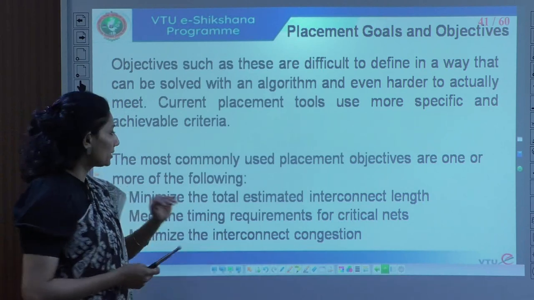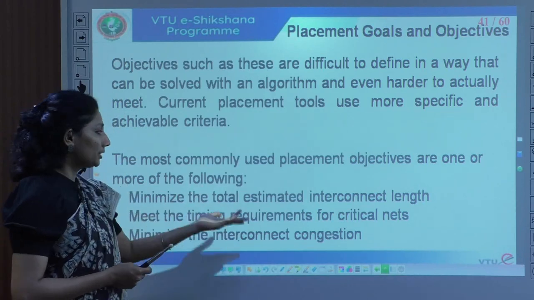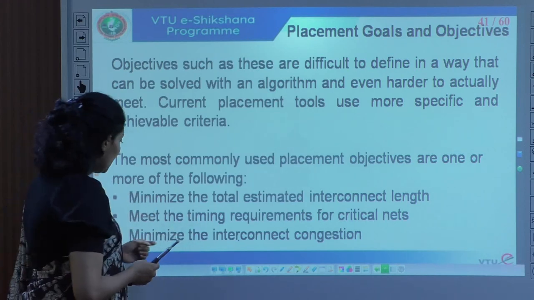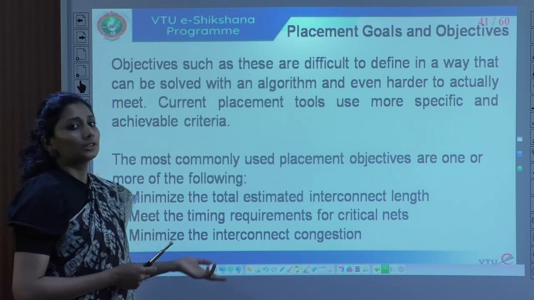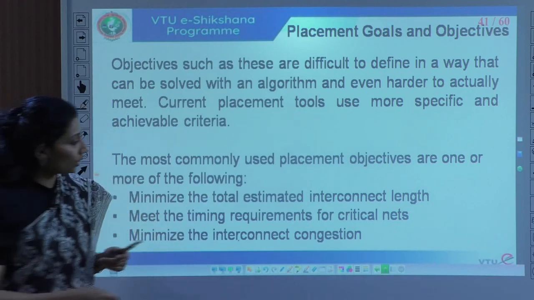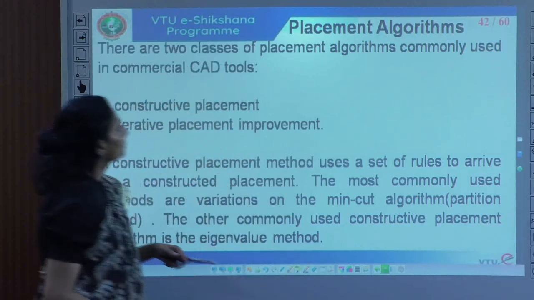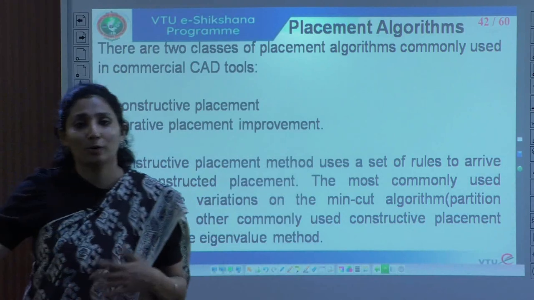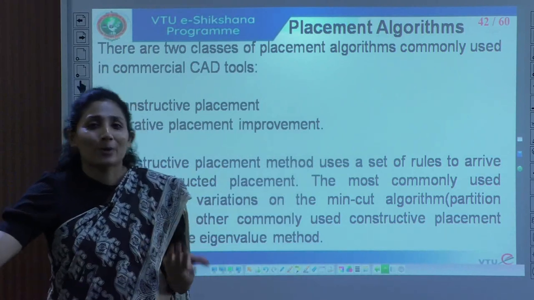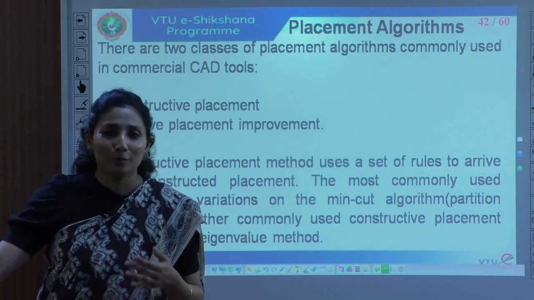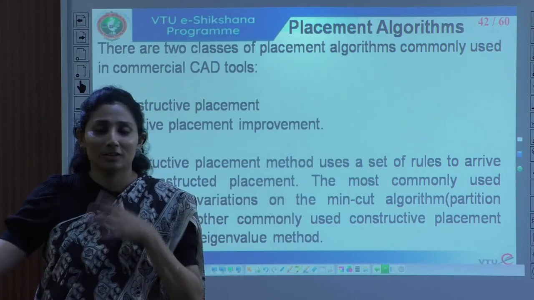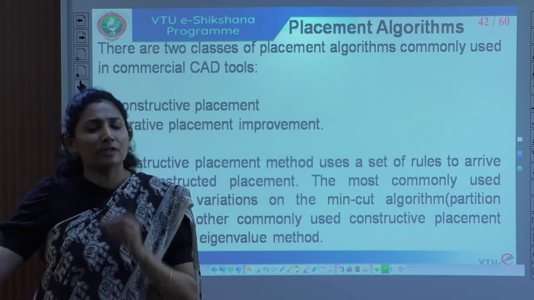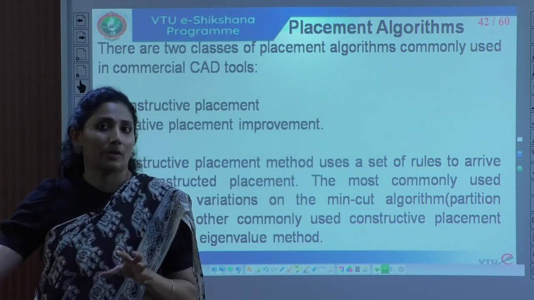Okay, a few constraints once again. Minimize the estimated interconnect length, timing requirement of critical length, minimize the interconnect congestion. So this we can consider during the placement. When it comes to placement, floor planning is over. Even for floor planning, there is no manual floor planning, like I cannot suggest that I will put this particular block here. Everything is commanded by a software or a tool.